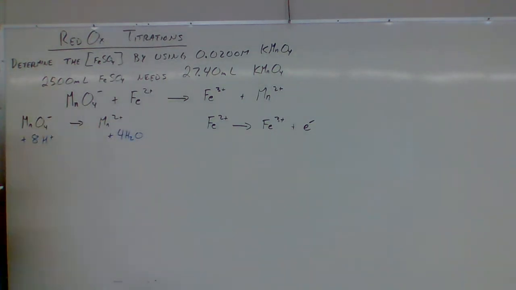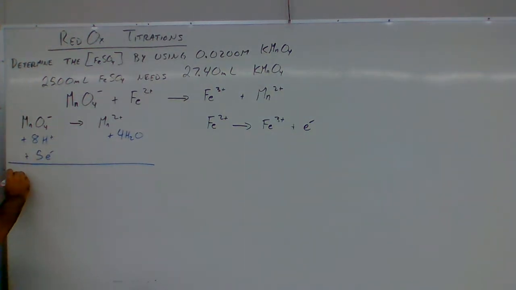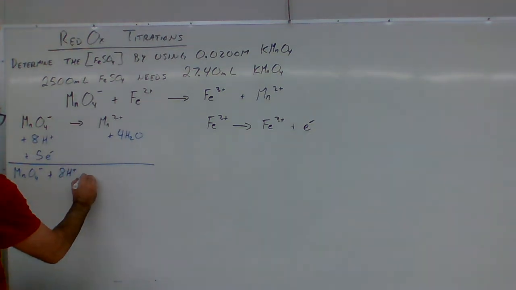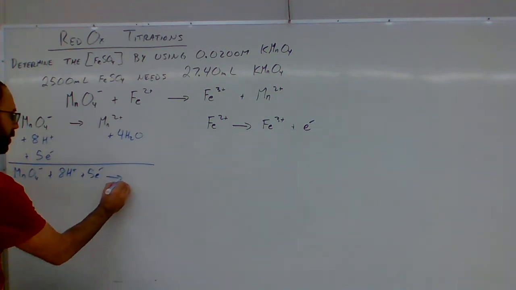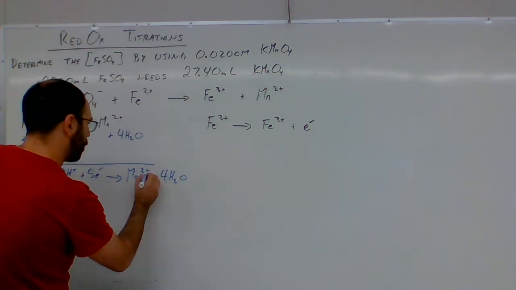This side here is a +2 charge. Over on this side, I had a +8 and a -1, which gives me a +7. So to go from +7 to +2, I need to add in 5 negative electrons to balance this out. Overall reaction here: MnO4 minus plus 8 H plus plus 5 electrons gives me manganese 2 plus and 4 water.